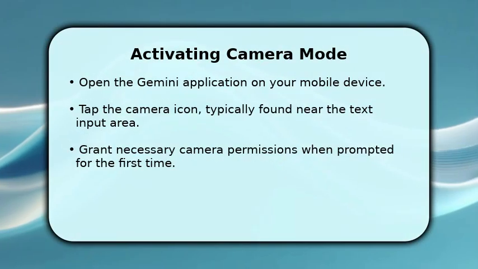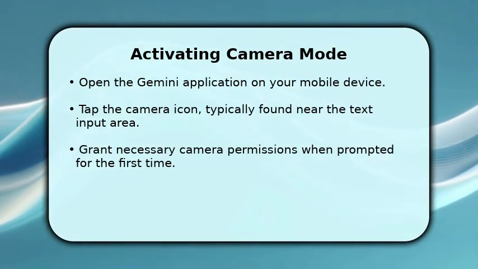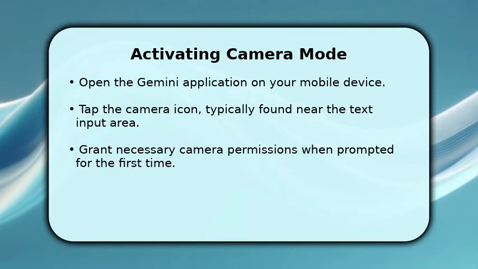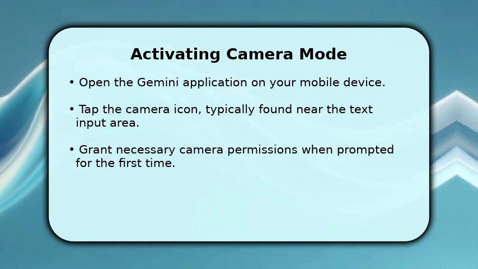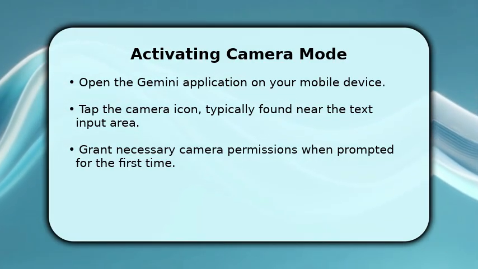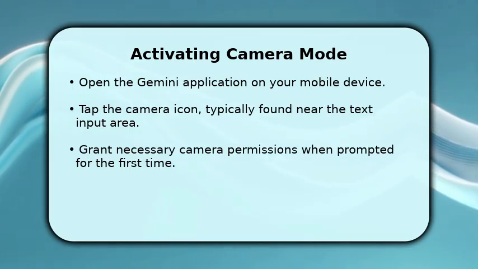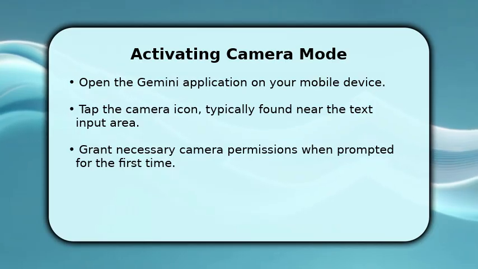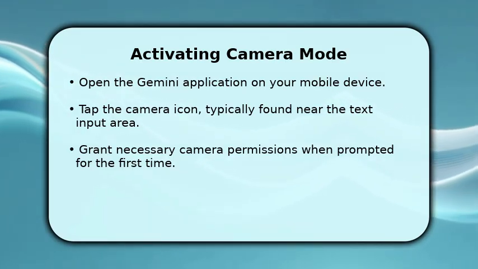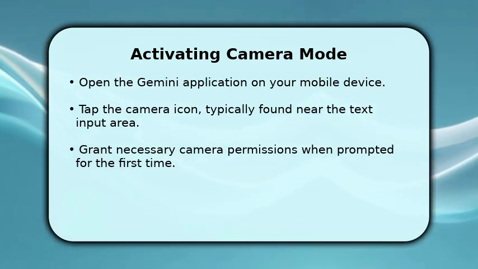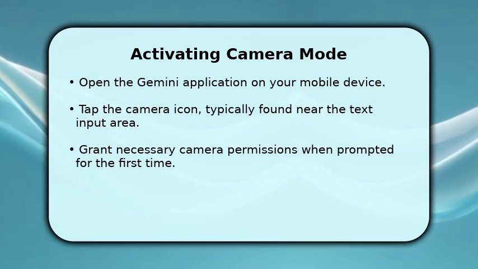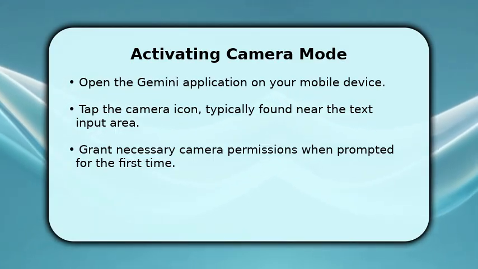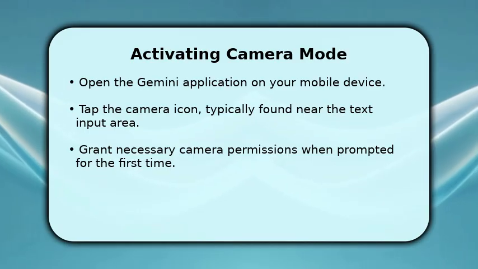To begin, simply open the Gemini application on your smartphone or tablet. Look for the small camera icon, usually positioned conveniently near where you type your questions. Tap this icon to activate the camera mode. If it's your first time, you might need to grant Gemini permission to access your camera. Just follow the on-screen prompts. Once activated, you are ready to point your camera at anything you want to explore.